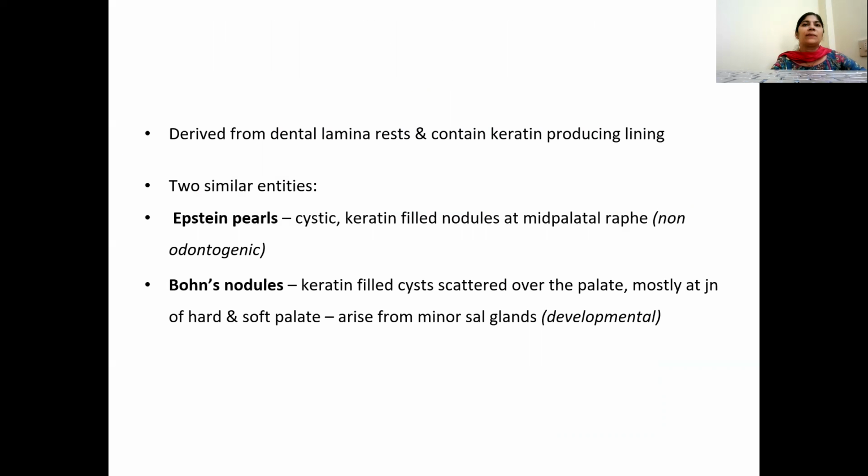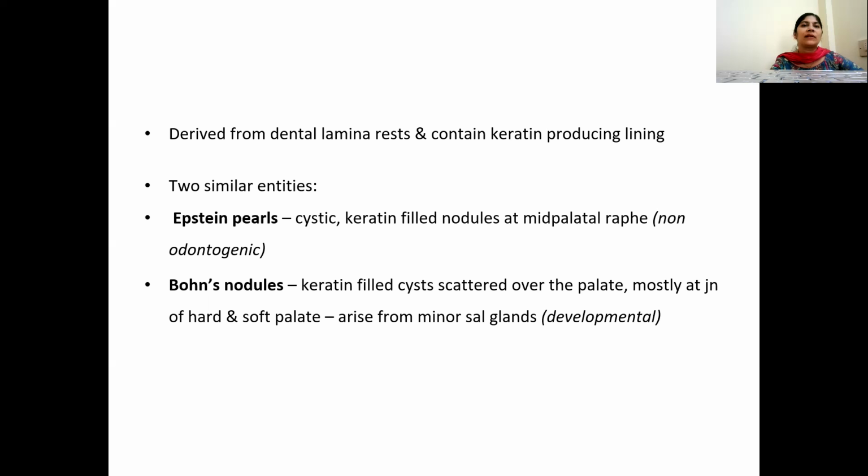They are derived from the dental lamina and contain a keratin-producing lining. There are two similar entities, that is Epstein's pearls and Bohn's nodules. Epstein's pearls are cystic keratin-filled nodules at the mid-palatal raphe. It is non-odontogenic. And Bohn's nodules are keratin-filled cysts scattered over the palate, mostly at the junction of the hard and soft palate. They arise from the minor salivary glands. So they are developmental nodules.